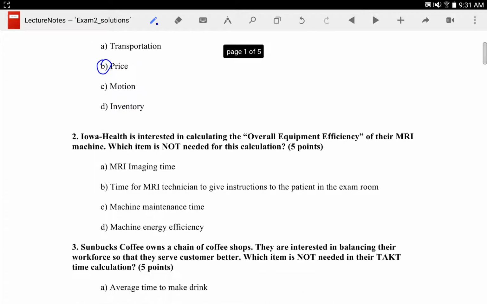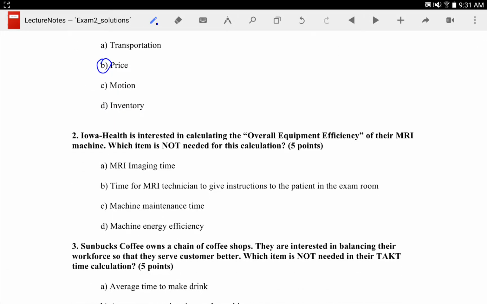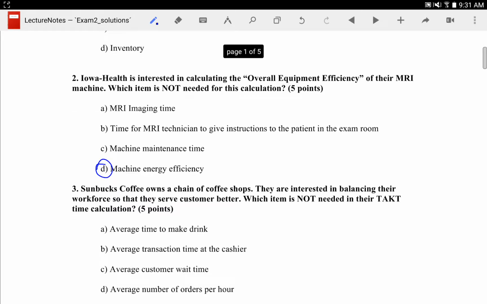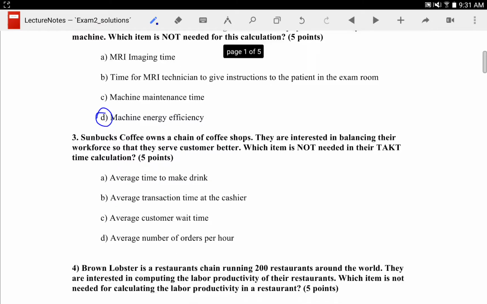The next question was, Iowa Health is interested in calculating the overall equipment efficiency of their MRI machine. Which item is not needed for calculating this? Well, to calculate the OEE, we really don't care about the energy efficiency. We would not even care about the machine's efficiency, because OEE itself is a measure of efficiency. So there's no point using some other measure of efficiency to calculate efficiency, right?